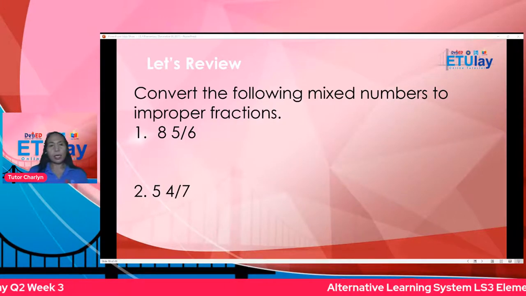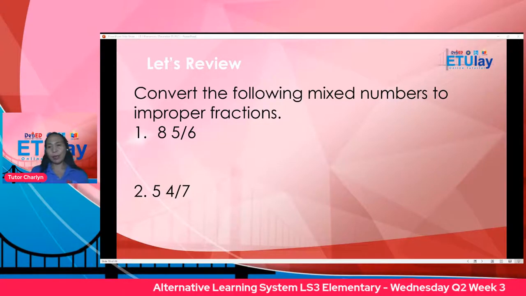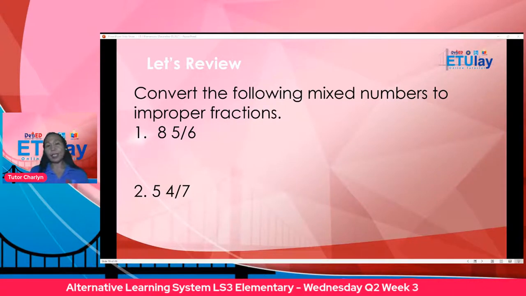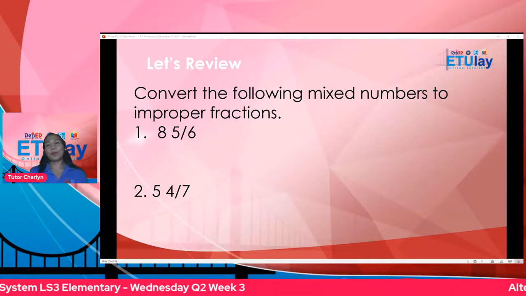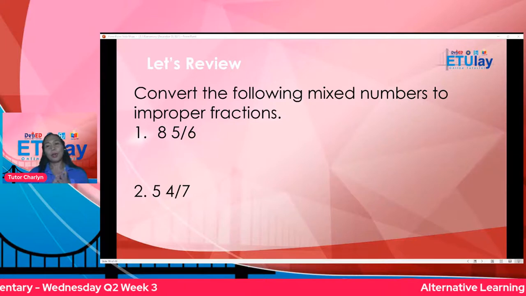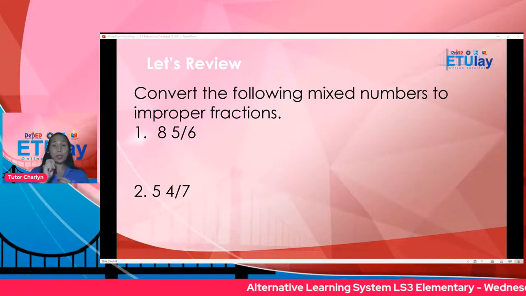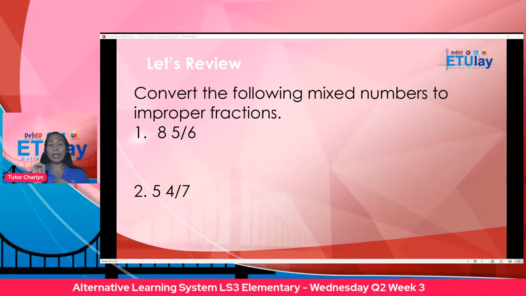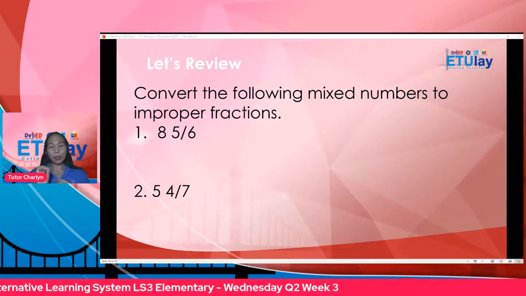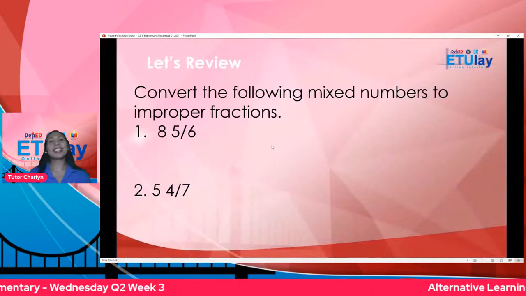Okay, ang denominator po natin dito is 6 and 7. Okay. Remain lang po ang denominator. Copy lang natin siya. Okay. Multiply si whole number at ang denominator, add the numerator. Then, meron tayong bagong numerator pero copy pa rin si denominator. Okay, ano kaya ang sagot sa number 1?